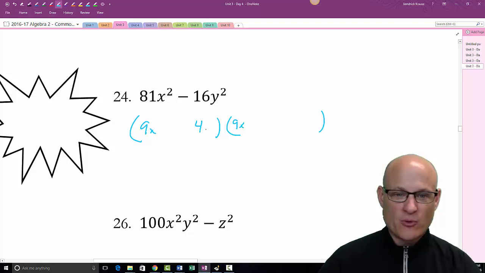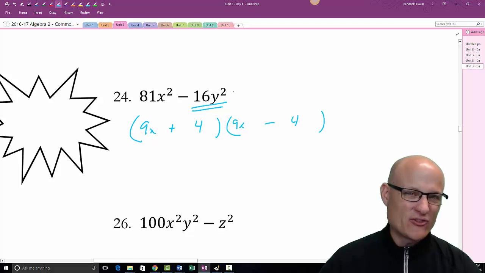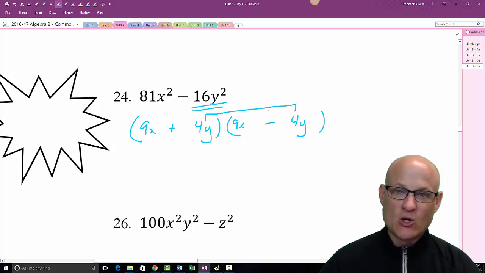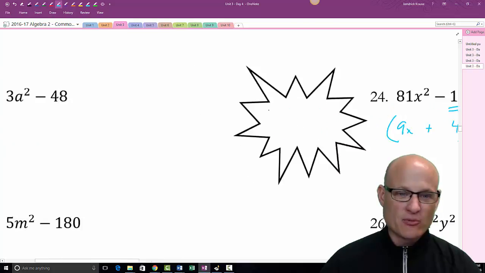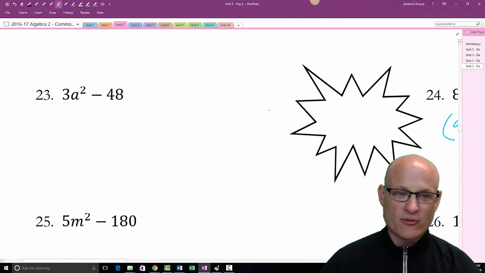16 is a perfect square. 4 and 4. One's plus and one's minus. But that's not what I have here. I have 16y squared. So don't forget, you still need to include those y's there, because this is how you get minus 16y squared. Now, I kind of skipped this one. We'll go back to it. I got a little star there for you.